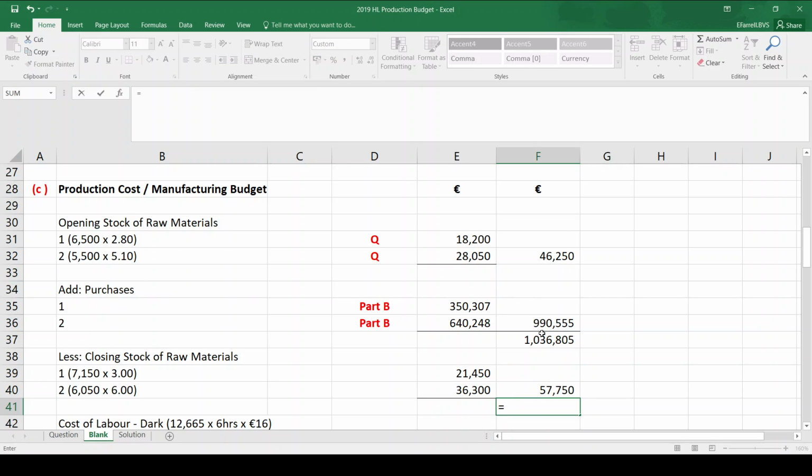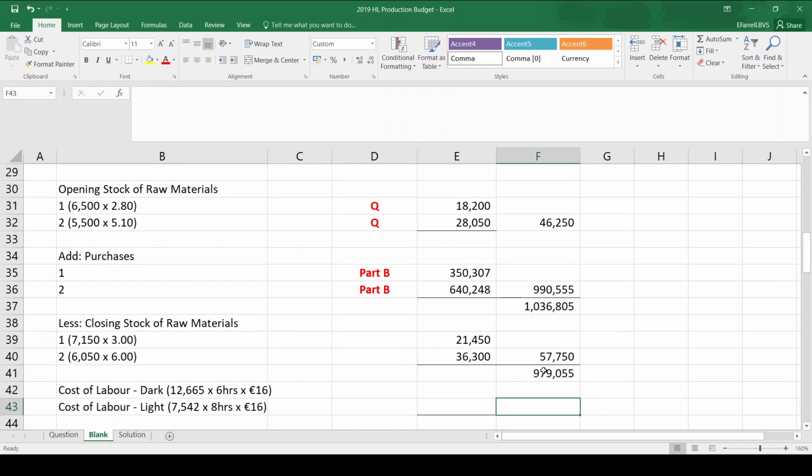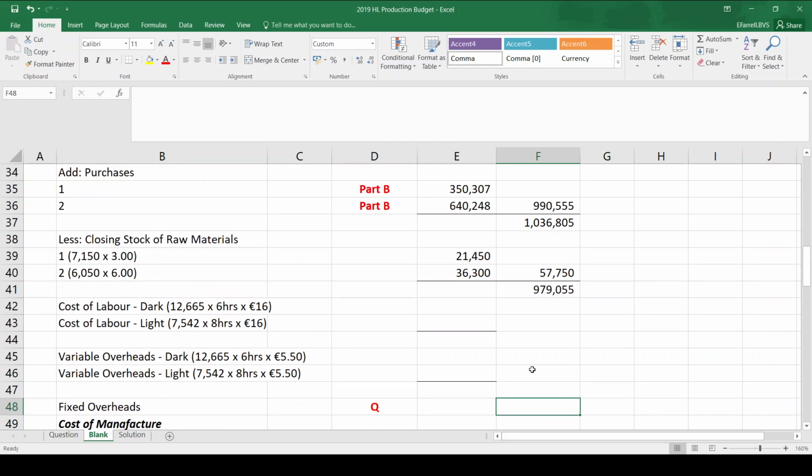So opening stock plus purchases gave me this figure, and now this figure less closing stock gives me 979055. Now, to this purchases cost, I have other expenses also. I'm going to have to add in my labor, my variable overhead, and my fixed overhead. So for the labor, we're going to take the units by the hours it takes to make a unit by the cost per hour. And similarly for variable overheads, the units by the hours it takes to make the unit by the variable overhead rate per hour.